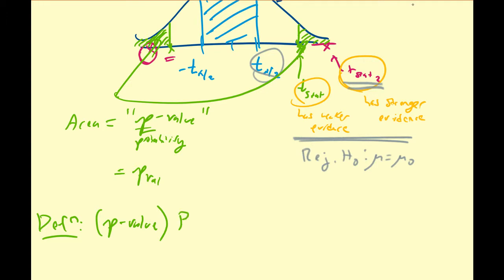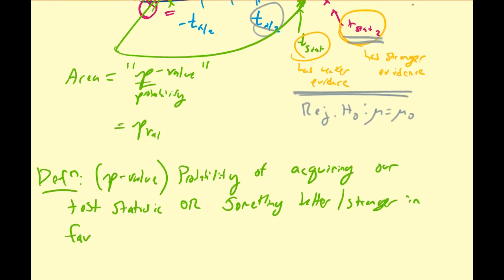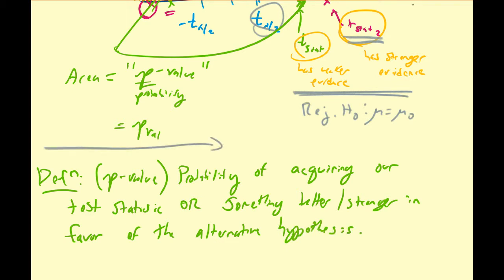So a p-value is the probability of acquiring our test statistic or something better or stronger that is in favor of the alternative hypothesis. And that is pretty much what a p-value is.